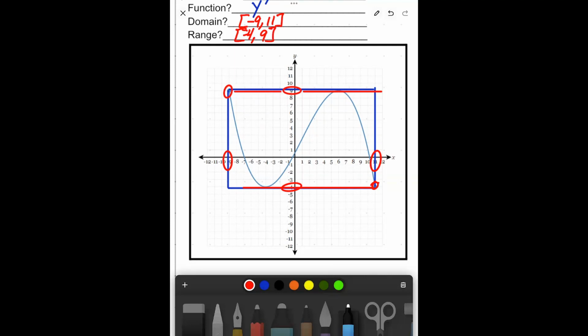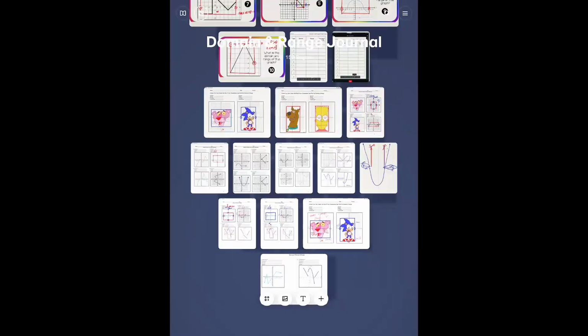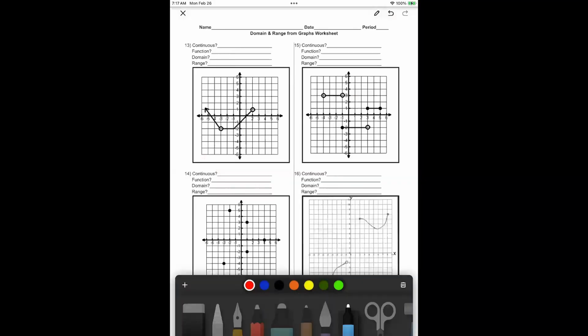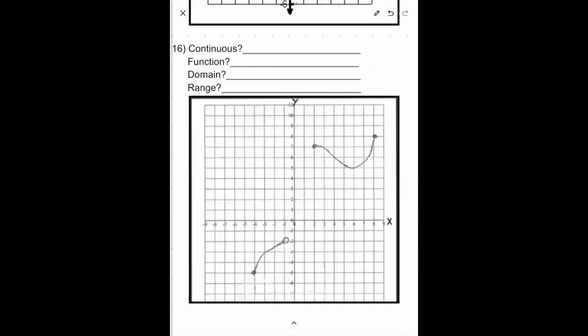All right, let me see. What else do I want to do? Let's try number 16.